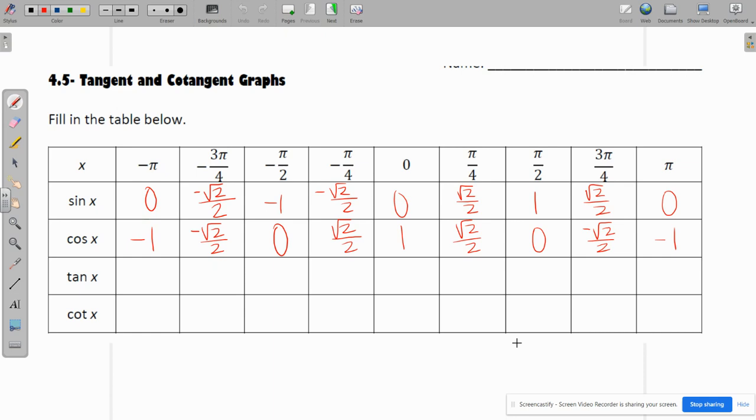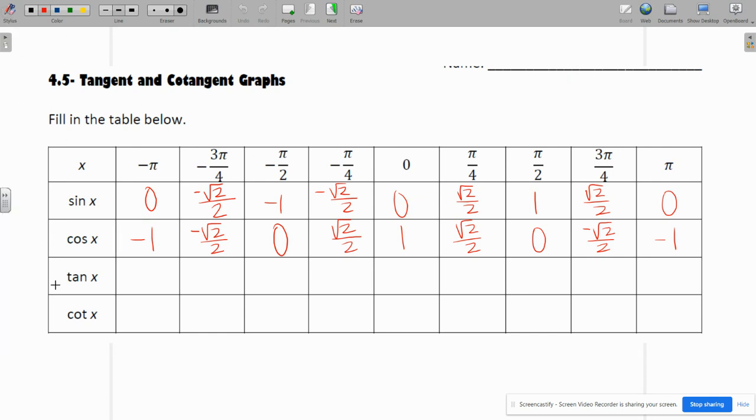To graph the tangent and cotangent functions, we are going to first start off filling out our table with the sine and cosine of some different angles. And I know this table is a little bit different. I have some negative angles as well as some positive radian measurements. So I've gone through and filled out the sine of each of these angles and the cosine.